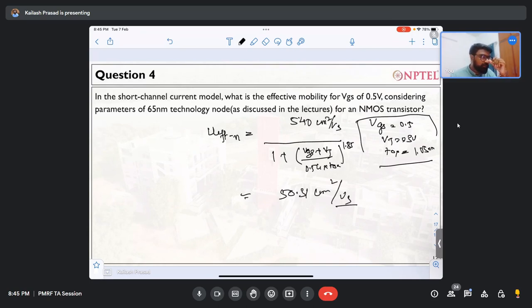And in lecture, one of the things mentioned for 65 nanometer, I think the mobility that was shown was 40 cm²/V·s. That was from the technology itself. And that was for PMOS, right? And for NMOS, it was 80 cm²/V·s. So there was a 1 by 2 ratio. So it means that electron mobility is higher as compared to hole mobility in at least the 65 nanometer technology we are talking about.